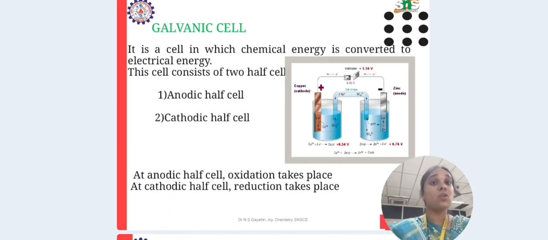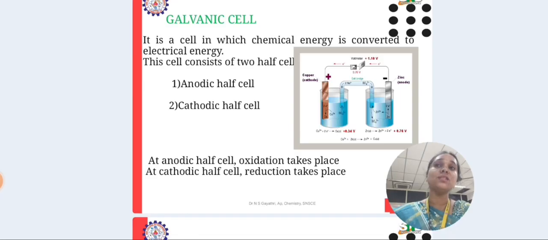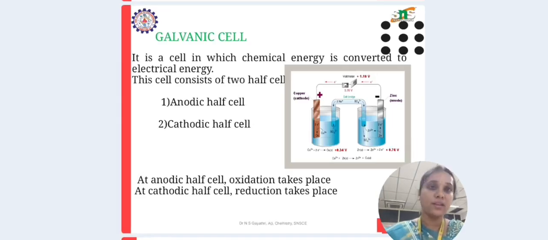Galvanic cell is also called an electrochemical cell. We have already said electrochemistry involves two conversions. The first conversion is chemical energy converted to electrical energy, and the second is electrical energy converted to chemical energy. The best example for the first conversion is the galvanic cell, in which chemical energy is converted to electrical energy.